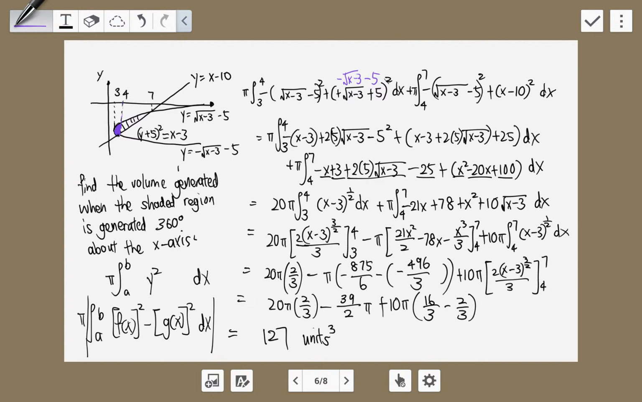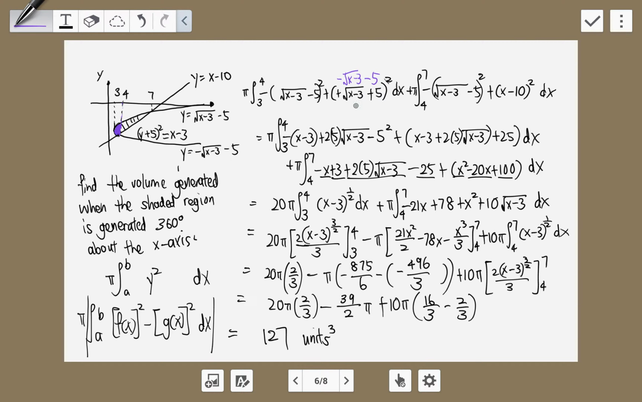Similarly from 4 to 7, I would take the equation of the line, square it, minus the square of the equation of this line over here. So I'll have this from 4 to 7, and when I add them up, I would get 127 units cubed. I would do this step by step.